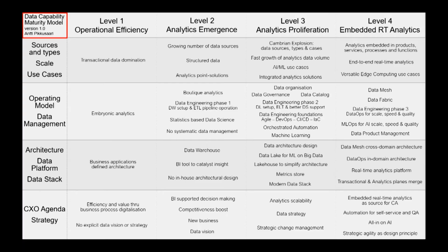Let's move on. Now, let's take a closer look at the data capability maturity model. This presentation is based on version 1.0, with new versions already in the pipeline. The main navigation view has a simple table structure with rows consisting of elements of data capabilities, grouped in four main categories. The first group consists of data sources and types, volume and scale of analytics data, and analytics use cases.